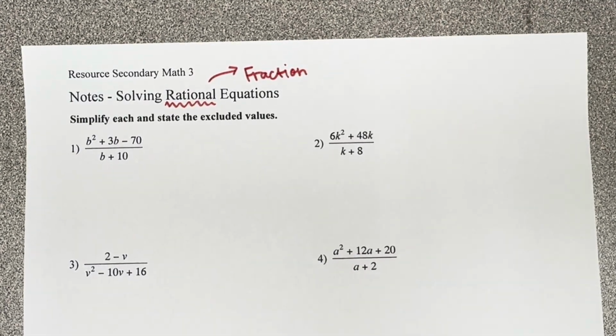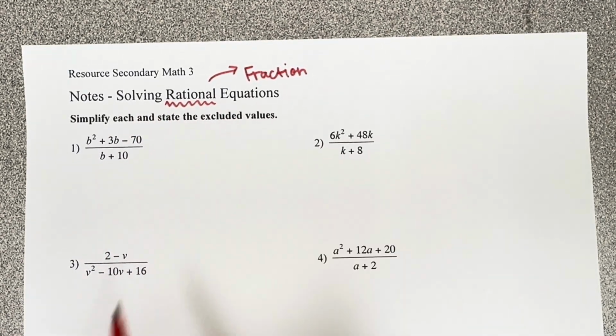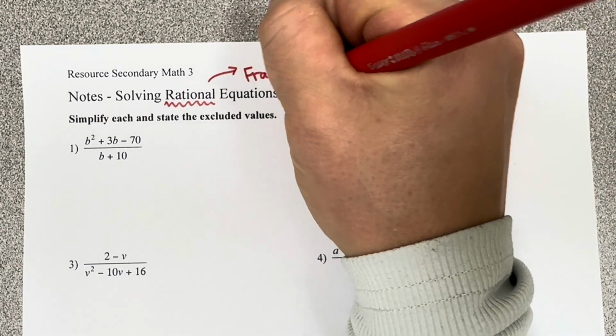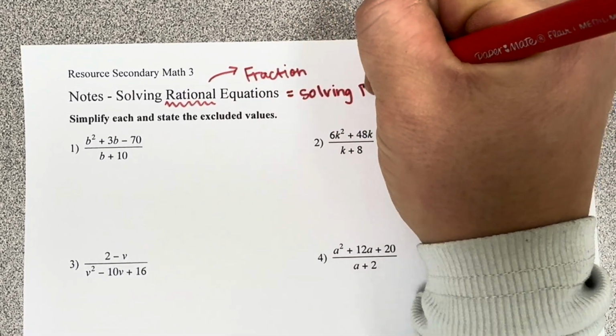Okay, so today we're actually going to talk about solving rational equations. This is where we are going to get an answer, for example, x equals something, b equals something. We're solving for the variable. Okay, in fact, I'm going to put that on our paper, which means you should too.